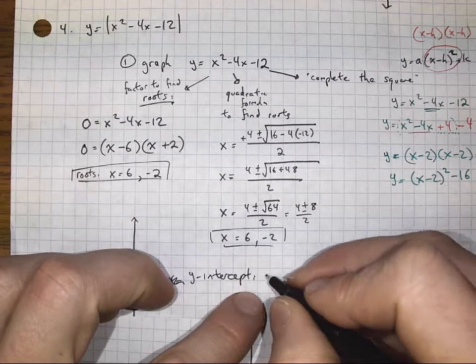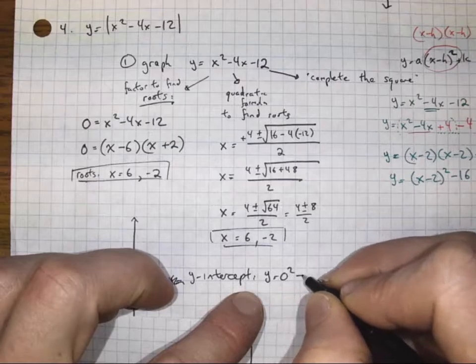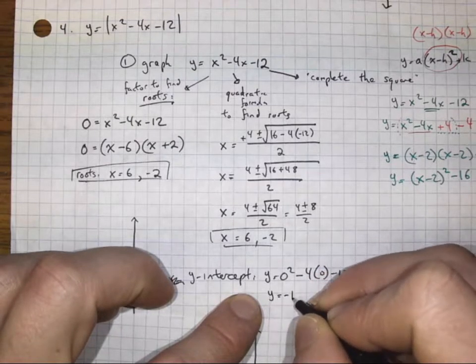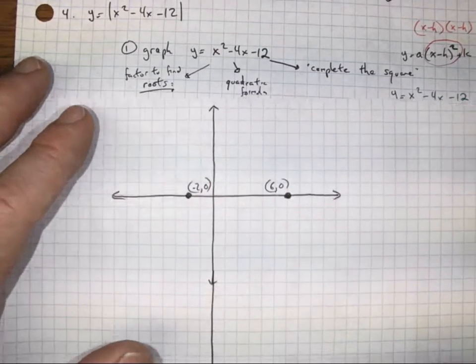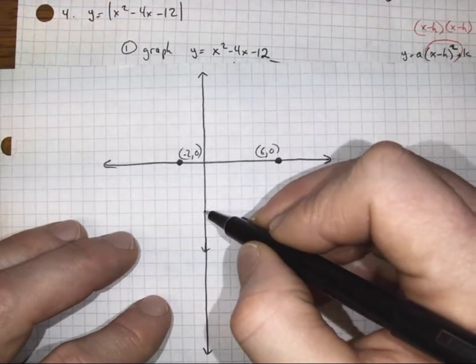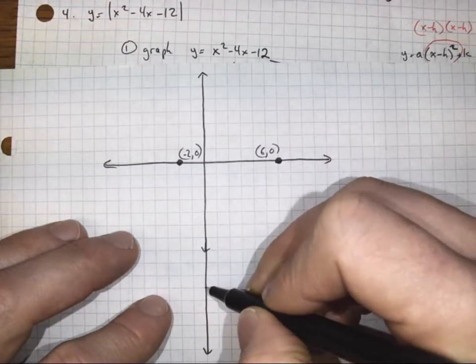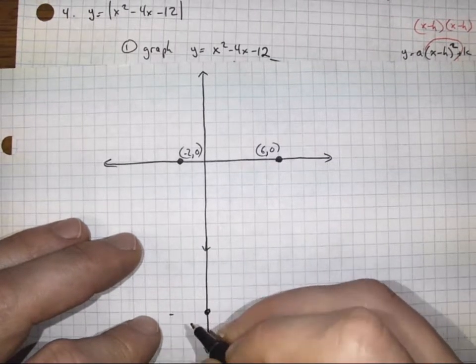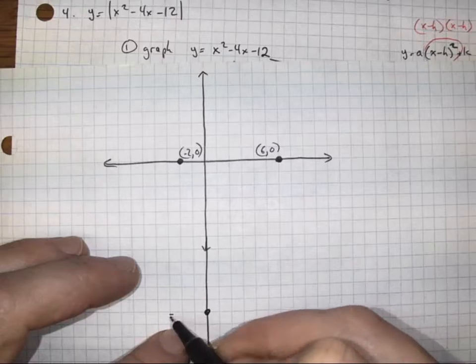And so that'll put in y is equal to 0 squared minus 4 times 0 minus 12, or y is equal to negative 12. So I've also got a y-intercept way down here. 2, 3, 4, 5, 6, 7, 8, 9, 10, 11, 12. All right, and that's the point 0, negative 12.